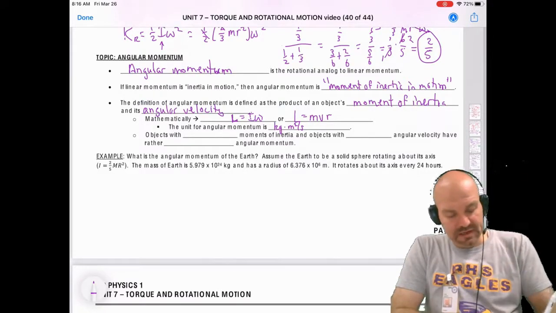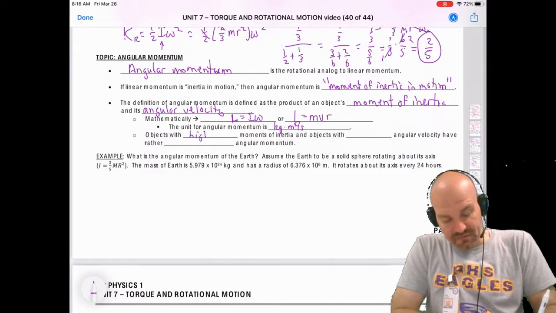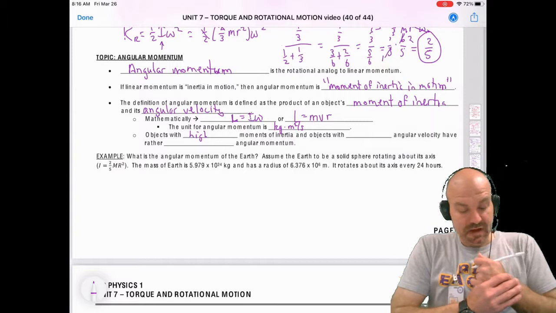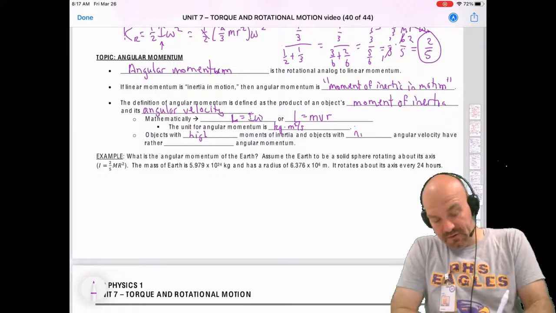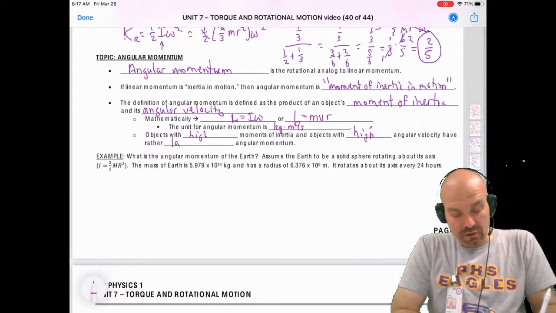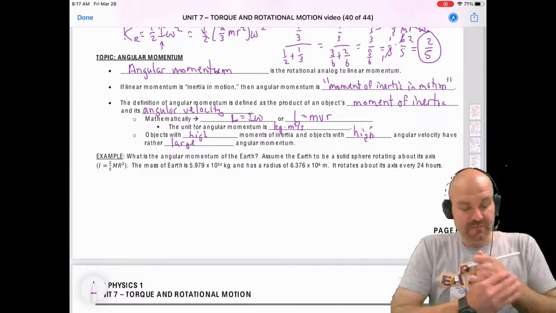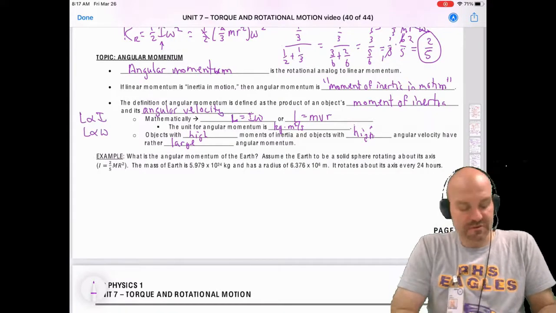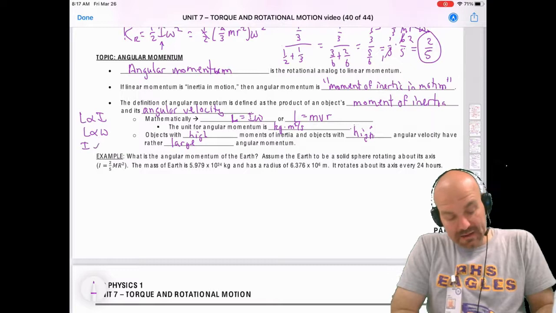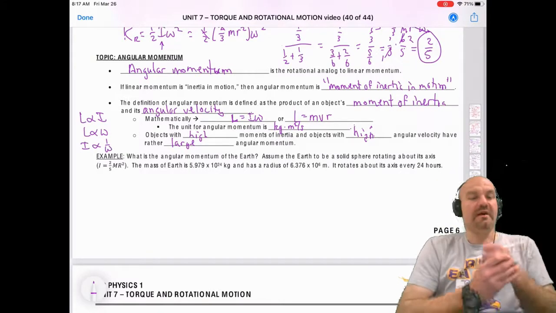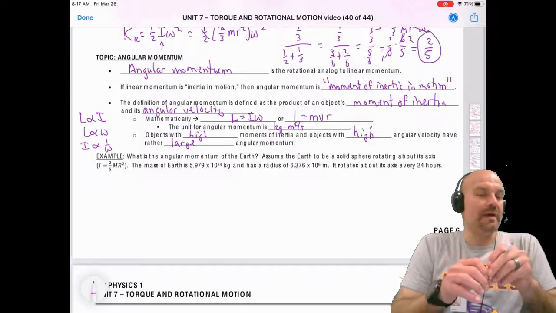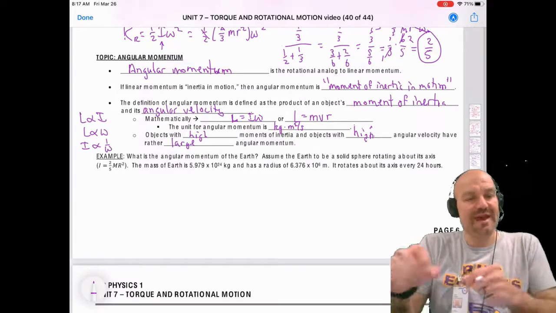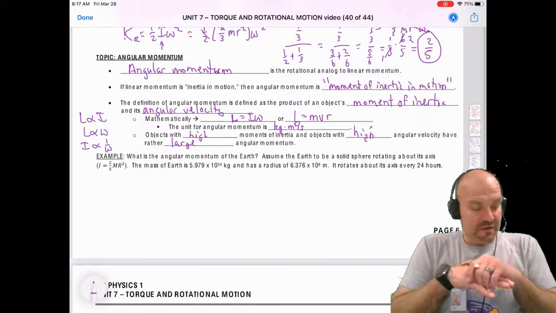Okay, so objects with high moments of inertia and objects with high angular velocities will have rather large angular momentum, or high momentum. So you could say L is directly proportional to I, L is directly proportional to omega, but I is inversely proportional to omega. And that's going to play a very important role in conservation of angular momentum, which is going to be the next video. So here's an example.